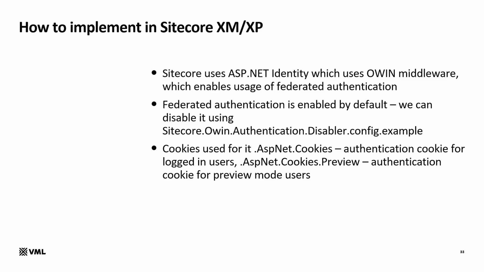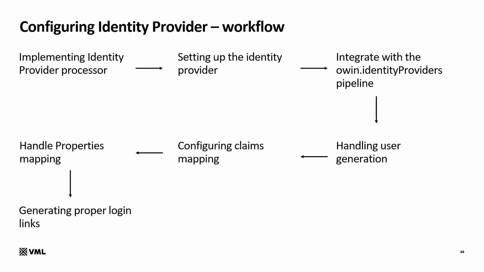So how is that implemented in Sitecore? We have that OAuth middleware that allows us basically for federated authentication and to decide which identity provider we would like to use. This is enabled now by default, but we can disable it if we want. And of course, different cookies are used when we are using an identity provider.